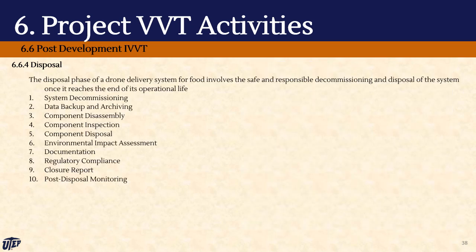For the disposal phase of the drone delivery system for food, it involves the safe and responsible decommissioning and disposal of the system. Once we get rid of the hardware, we also have to dispose of the system itself. So we have to decommission the system. We have to make sure that the data backup and archiving is also decommissioned. Component disassembly is the next phase, then component inspection, component disposal, and then environmental impact assessment.